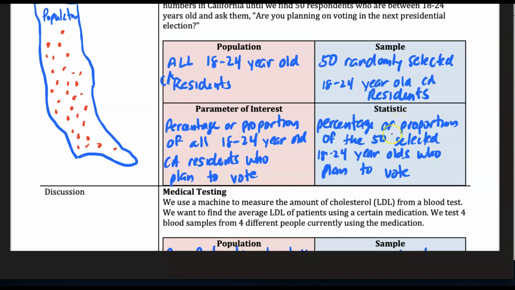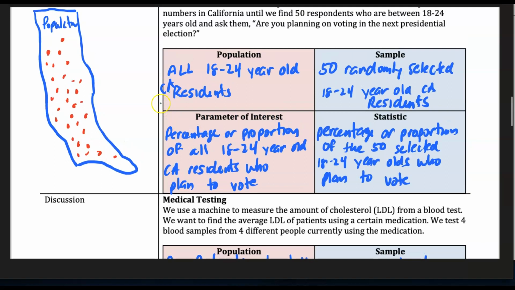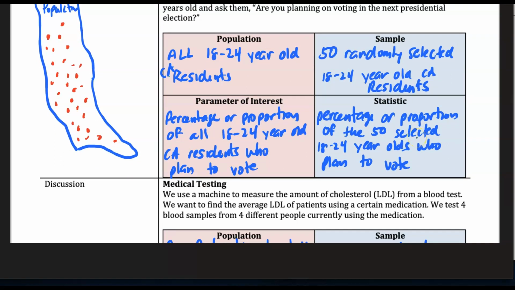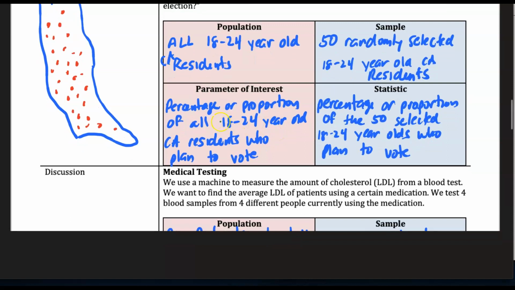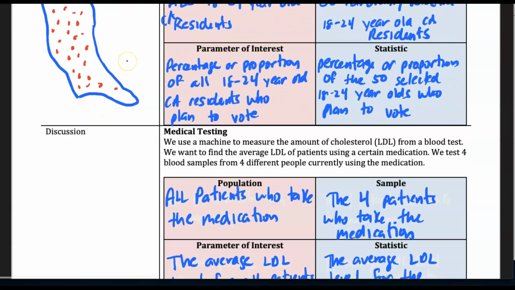Now, what we're hoping is that statistic describes the parameter, or the parameter of interest, which is really the proportion of all 18 to 24-year-old residents who will vote. But since we don't have the ability to ask every resident, we take a sample, calculate a statistic, and hope, with some level of confidence, that the statistic describes the parameter, which in general would describe the population. Let's look at another one.